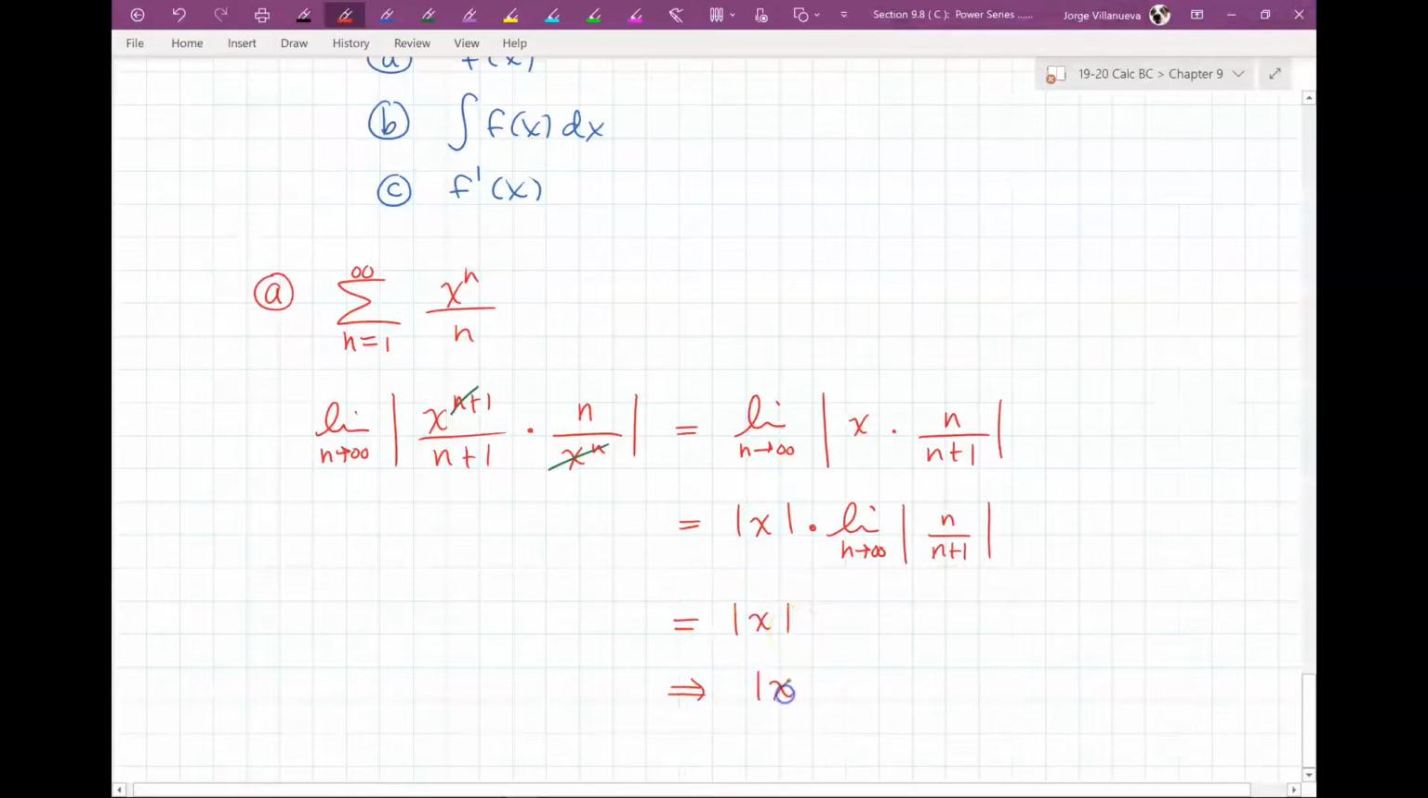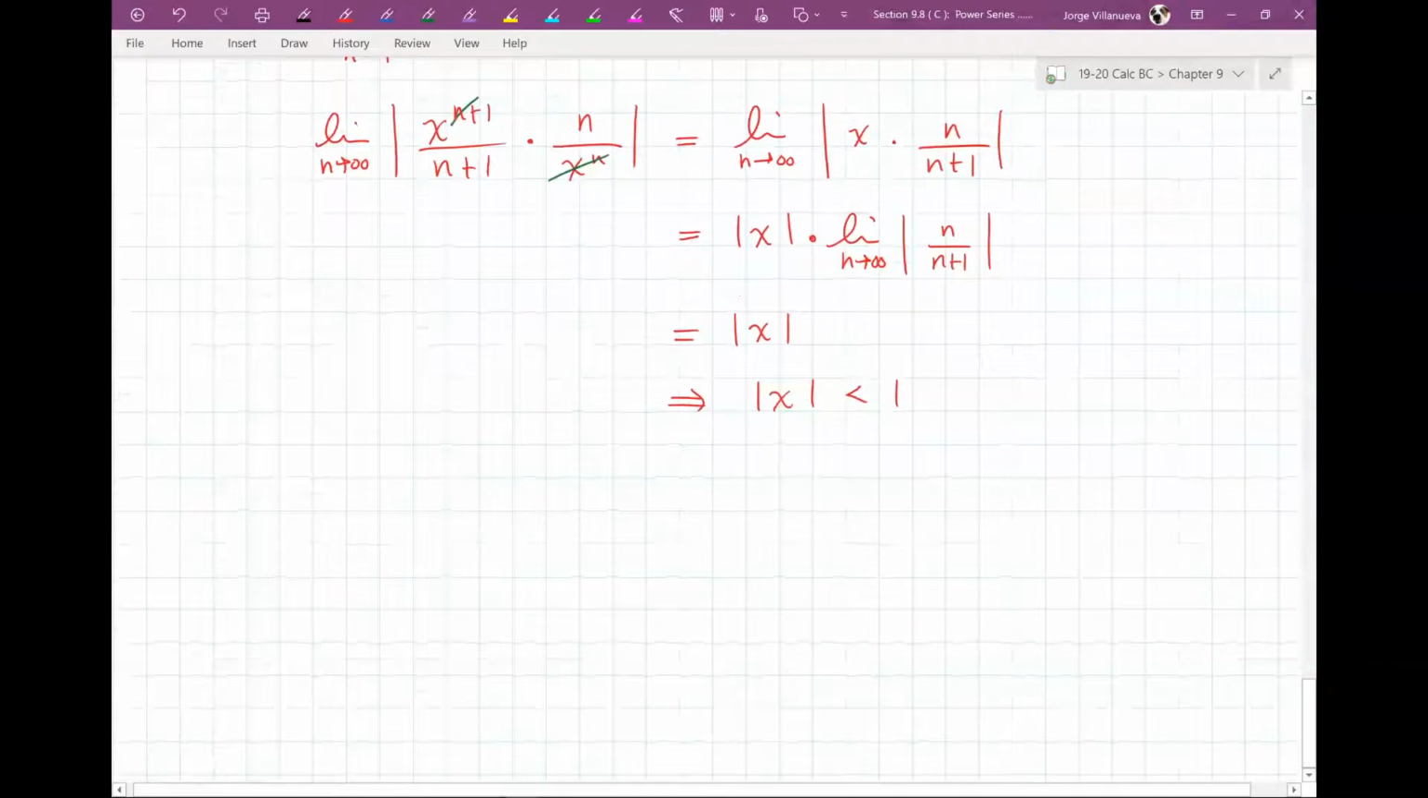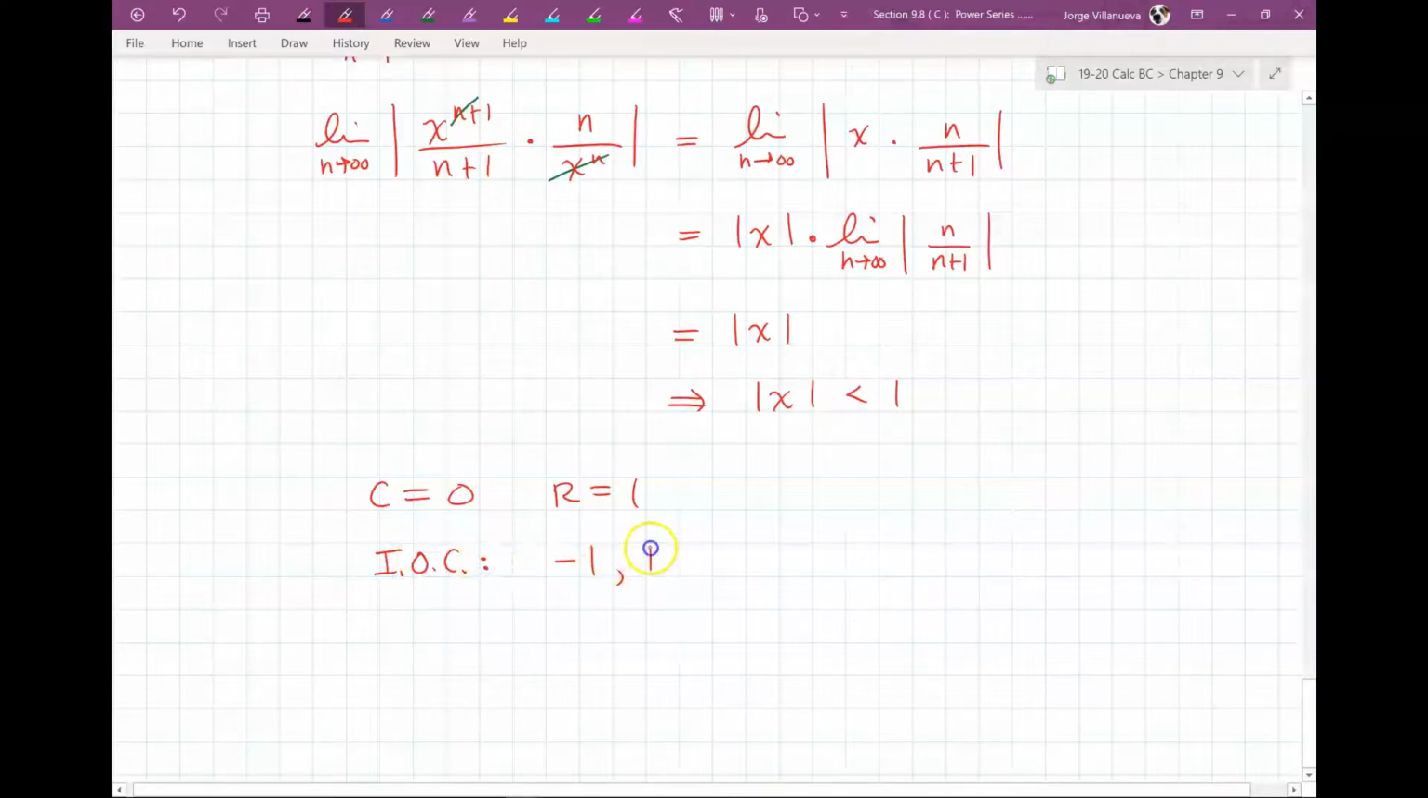In order to prove convergence, it must be less than 1. Right? So what's my center? 0. And my radius? So C equals 0. R equals 1. What's my IOC? Negative 1, 1, like this so far. Okay? And that's going to be the same IOC for the integral, the same IOC for the derivative. So I don't have to do any of what I just did. I don't have to do it again. Okay? It's already set. But I got to check the endpoints.